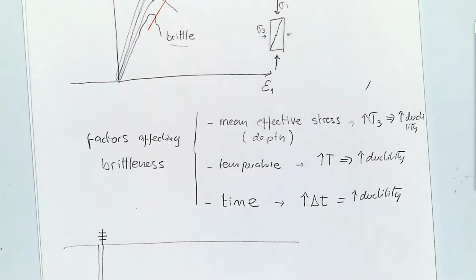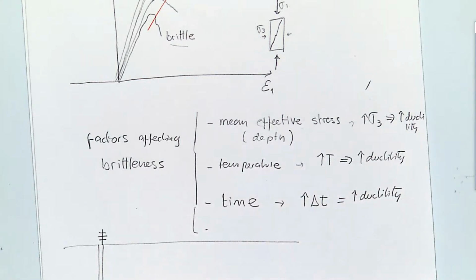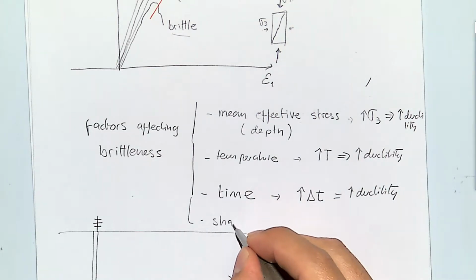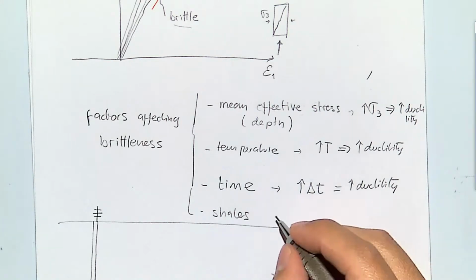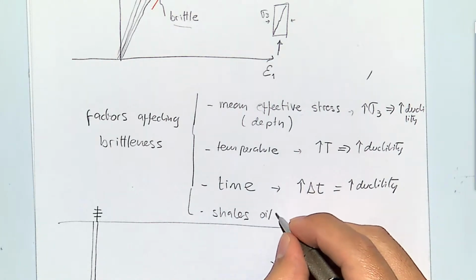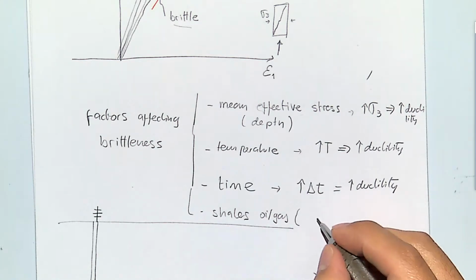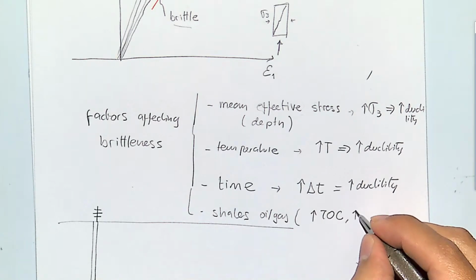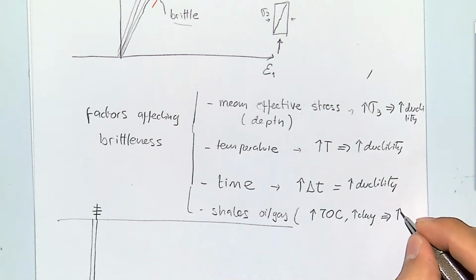And I was thinking about something here, as Mr. Barakia suggested. Here we should also put for shales, and especially for organic shales or oil and gas shales, that the bigger the TOC and the bigger the amount of clay, also the bigger the ductility.